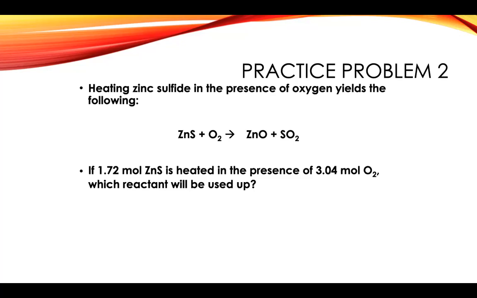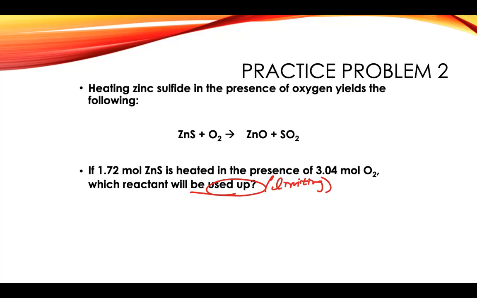If 1.72 moles of zinc sulfide is heated in the presence, oh, I forgot to do the proportion. I'll do it for this one. If 1.72 moles of zinc sulfide is heated in the presence of 3.04 moles of O2, which reactant will be used up? So the reactant to be used up is the limiting reactant.